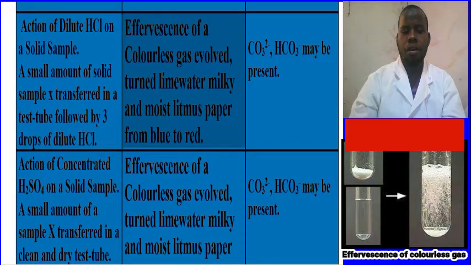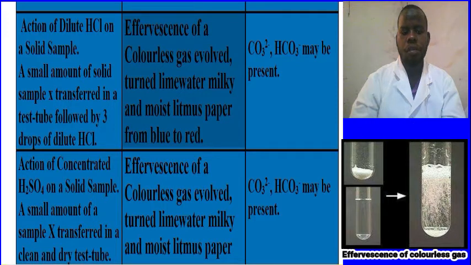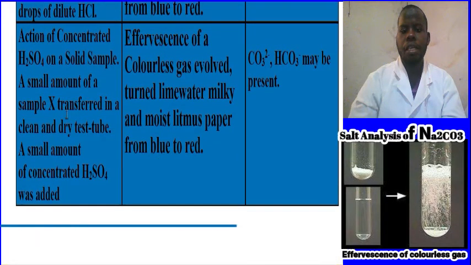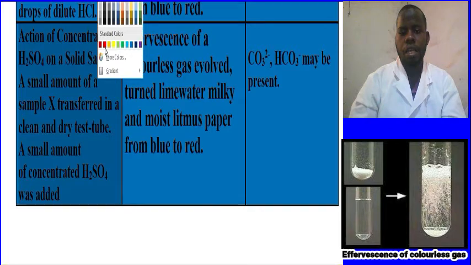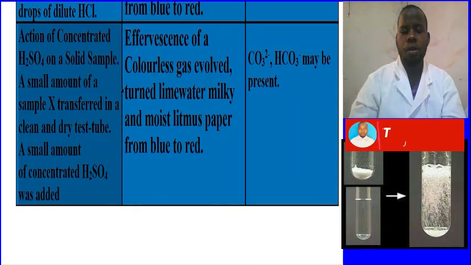Action of concentrated sulfuric acid on solid sample X. A small amount of sample X is transferred into a clean and dry test tube, and a small amount of concentrated sulfuric acid is added. So the observation: we observe effervescence. That is the main observation of that test. The colorless gas evolved turned lime water milky and moist litmus paper changed from blue to red. The inference: carbonate ion or hydrogen carbonate ion may be present. I think you see that, and you have to record it in that way.